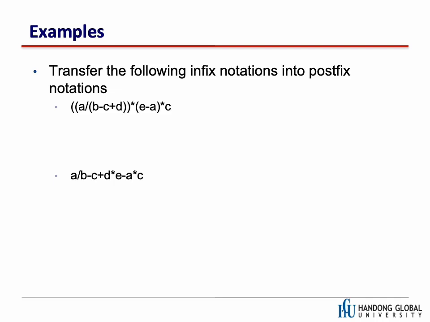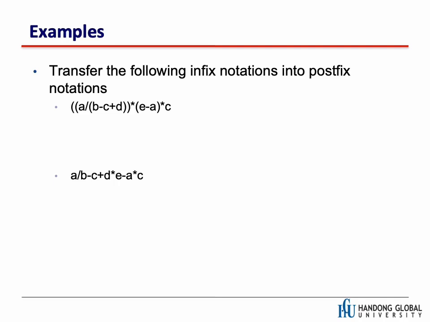Basically, when we translate, we don't change the order of these operands. And the order of these operators is the order of evaluation. So basically, A goes first, the next one is B, the next one is C, the next one is minus, and then D, and the plus, and slash, and E, A, minus, star, C, star. Are you following me? Okay, try this one by yourself.